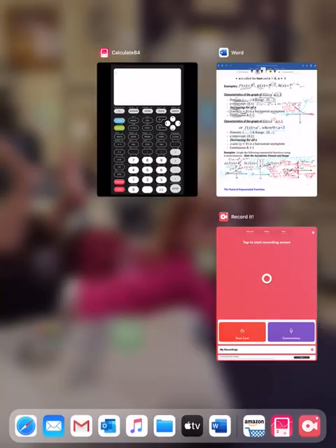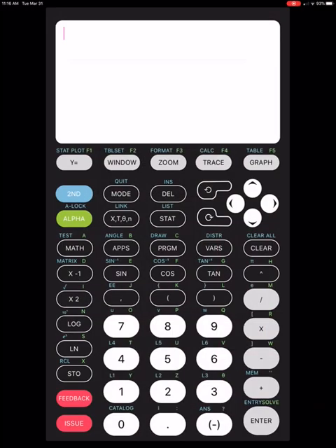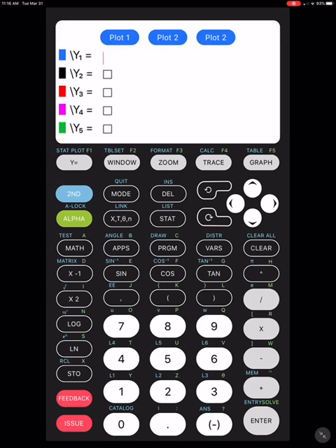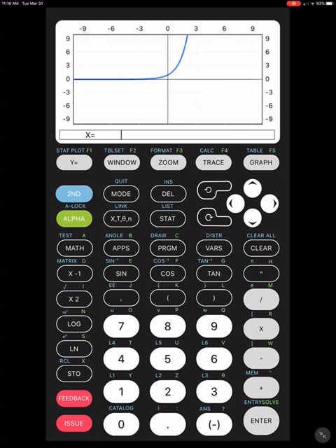Let's go to our TI. All right, we'll pull it up. So say we want to look at y equals 3 to the x power, right? You want to graph in the exponential. There's our graph of 3 to the x power. As you're looking at the graph of 3 to the x, we can go here and look at its characteristics.